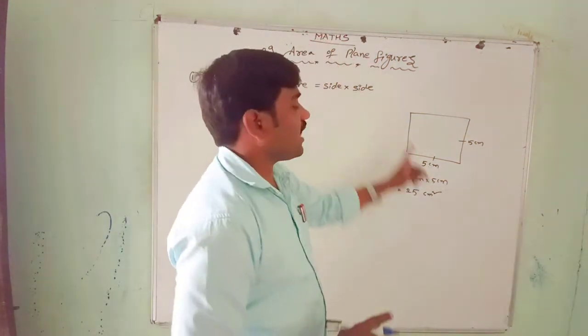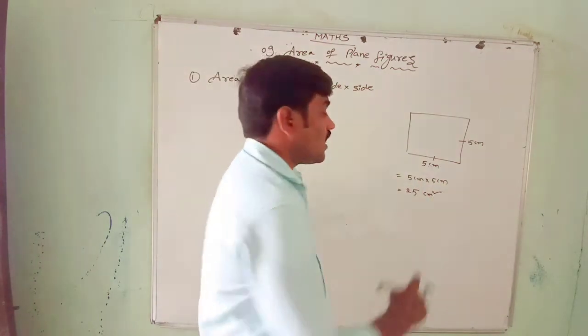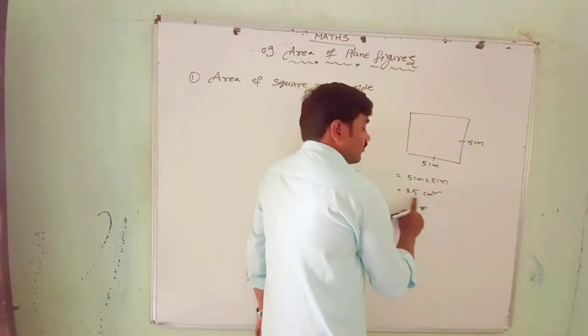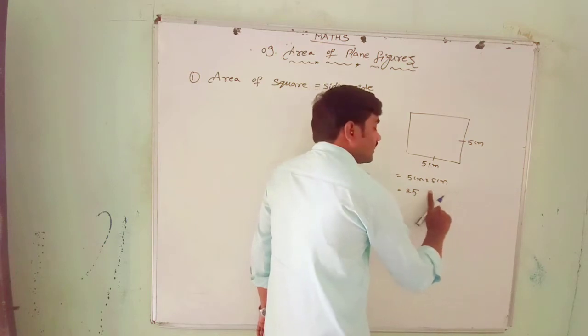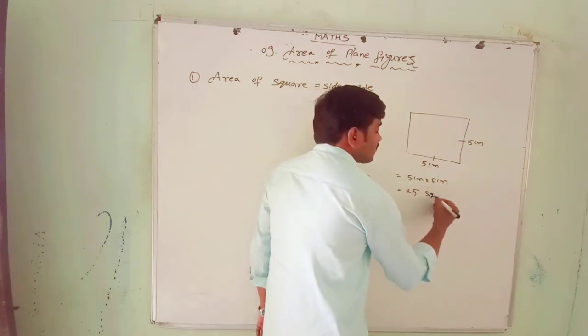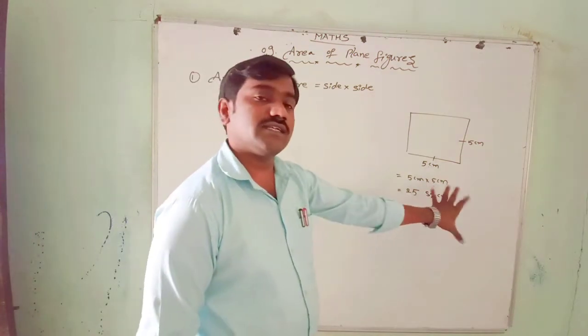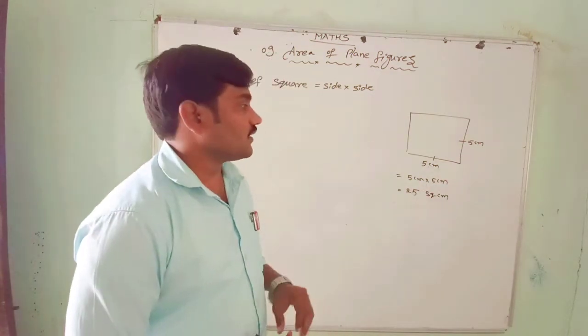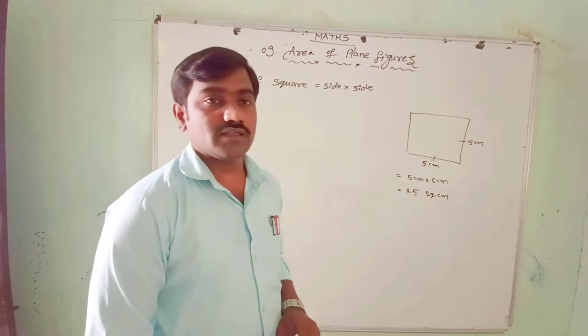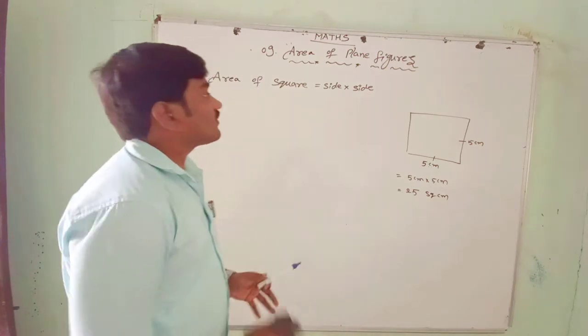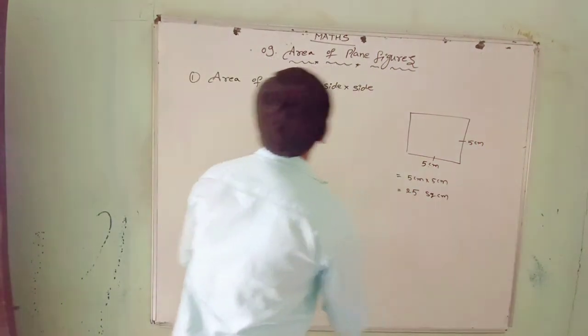While finding area we have to multiply units also. This we can write as 25 centimeter square, or we can also write square centimeter. Square centimeter అని కూడా రాయొచ్చు, లేకుంటే centimeter square అని కూడా రాయొచ్చు. So this is how we can find the area of a square. Okay, area of square is completed now.